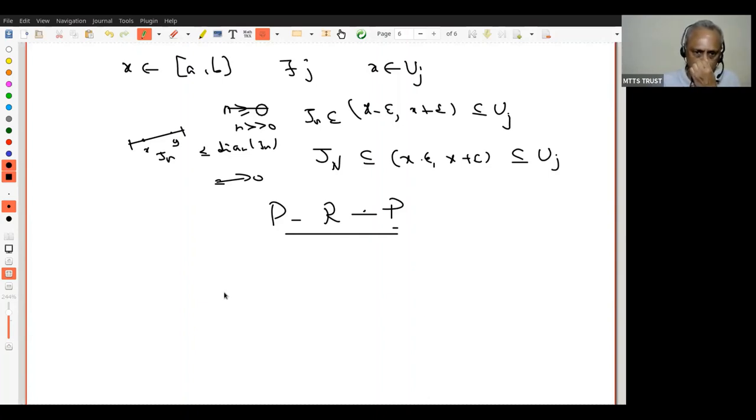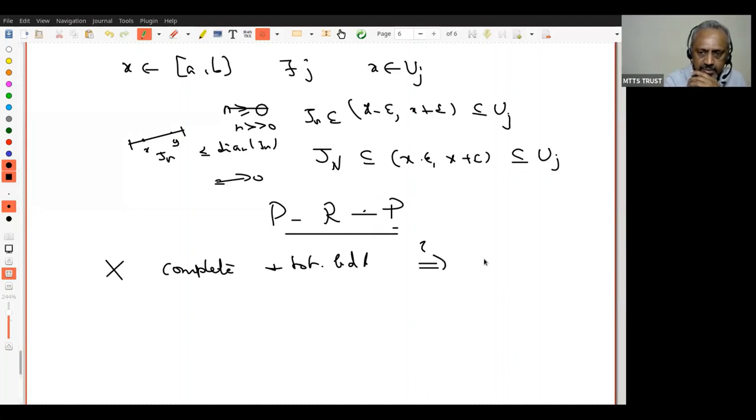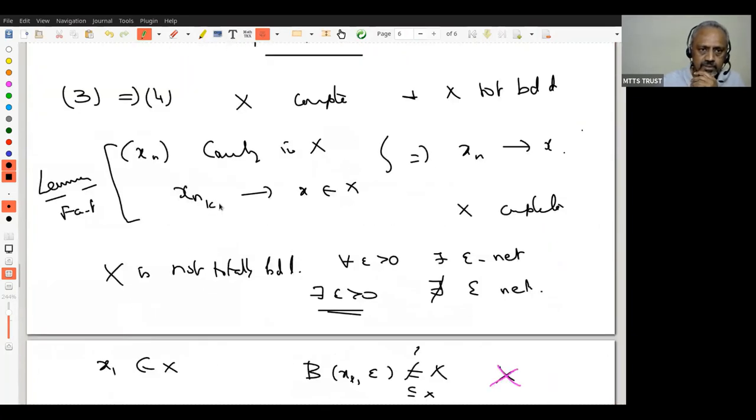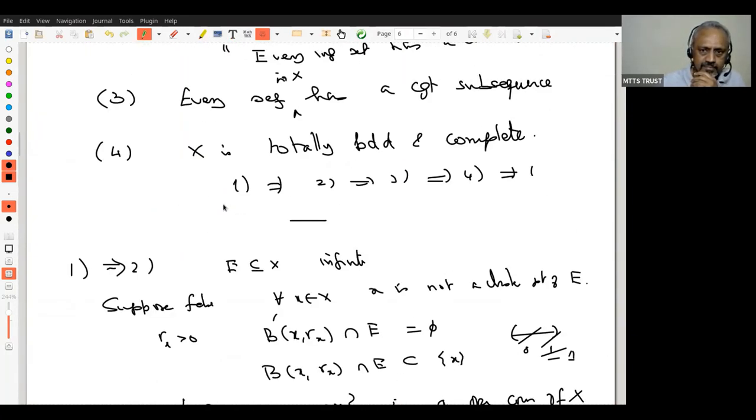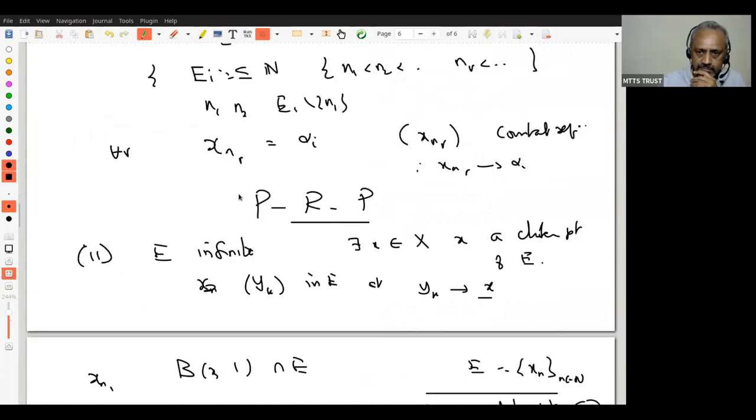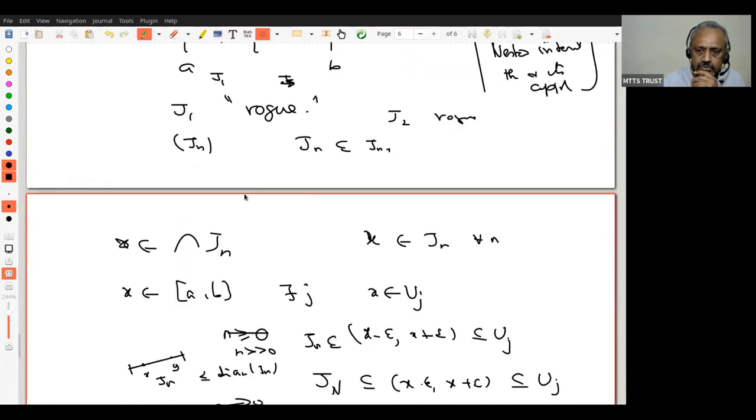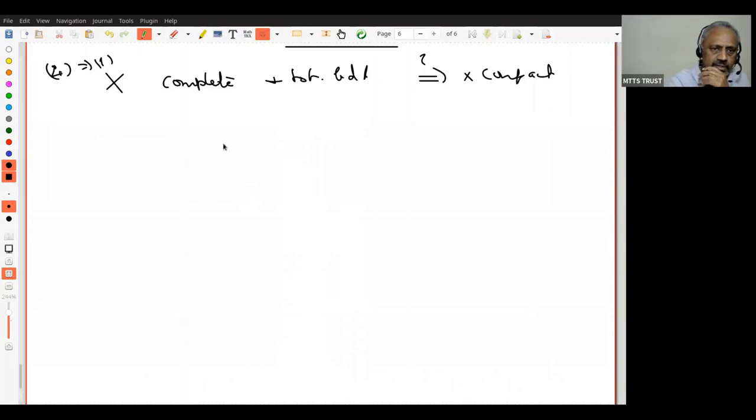So what do I do? What is given to me? X is supposed to be complete and totally bounded. I want to know whether it is compact. This is what 4 implies 1. Let us make sure I am not goofing. So as I argued earlier, assume X is not compact.